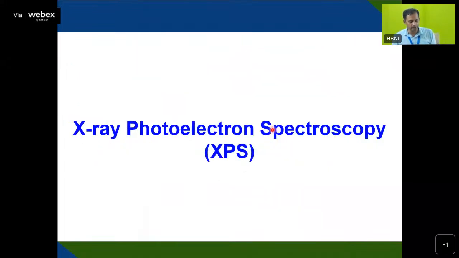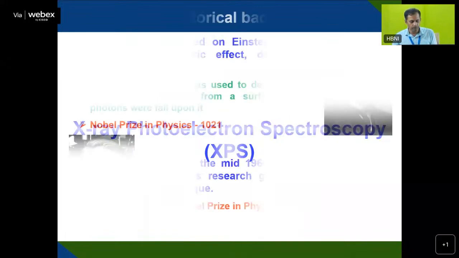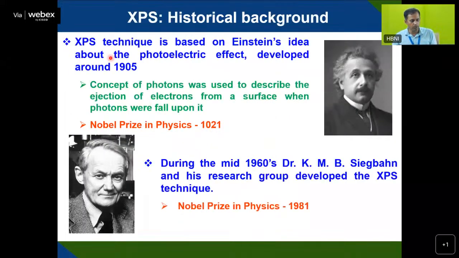So first, coming to X-ray photoelectron spectroscopy, or XPS. The background of this technique is based on Einstein's idea about the photoelectric effect that he developed around 1905. X-ray photoelectron spectroscopy is based on the photoelectric effect, the interaction of X-ray with matter. Because of that, photoelectrons are generated.